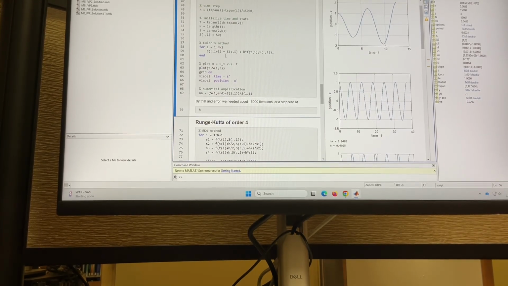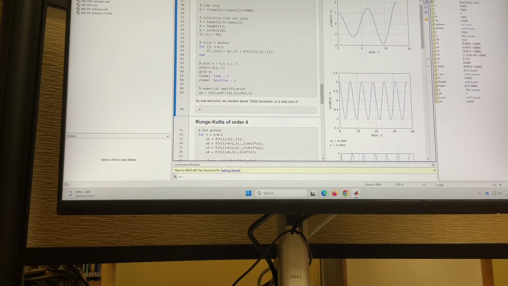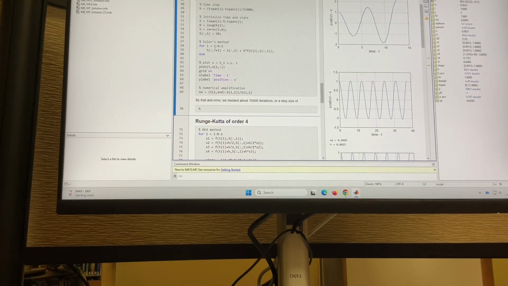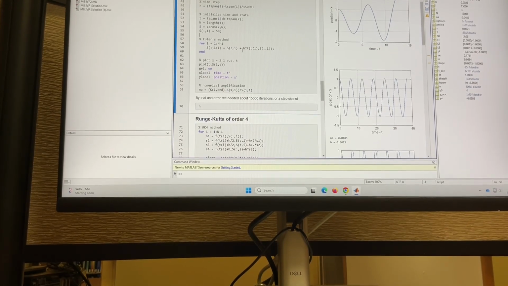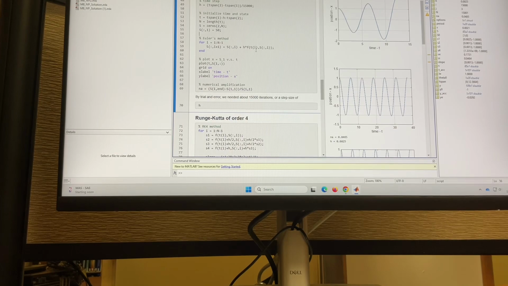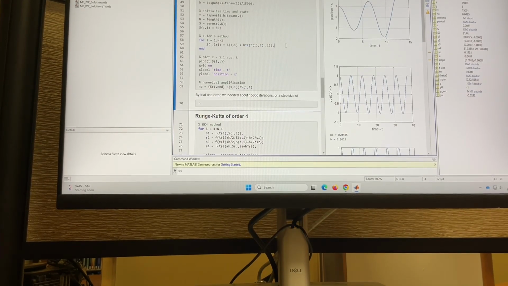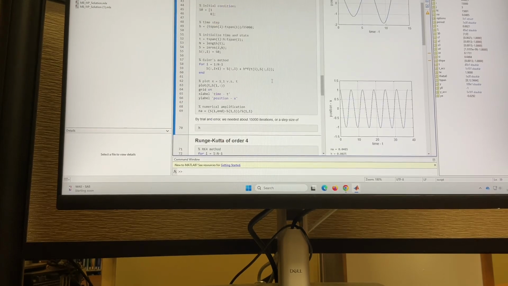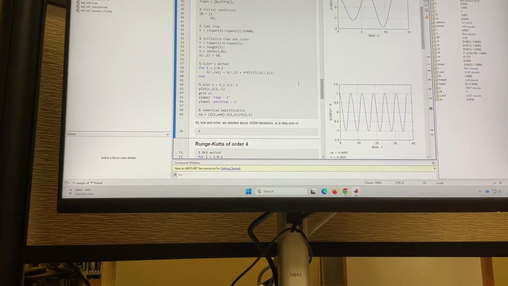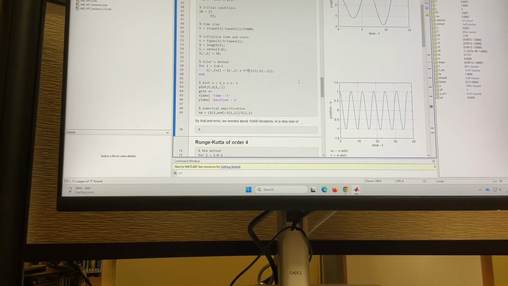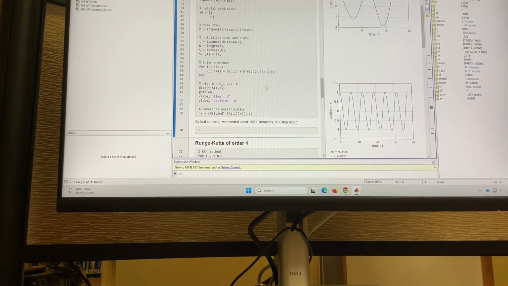Now we're going to do Euler's method. This is the same thing as we did before. Now we're going to say for i equals 1 to n minus 1, S(:, i+1) equals S(:, i) plus h times the ODE up here. That's going to be our slope. So F(t(i), S(:, i)).